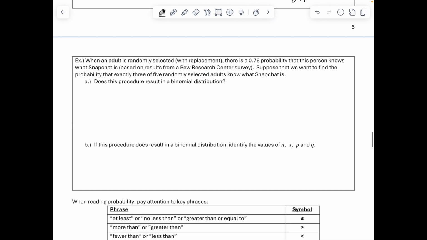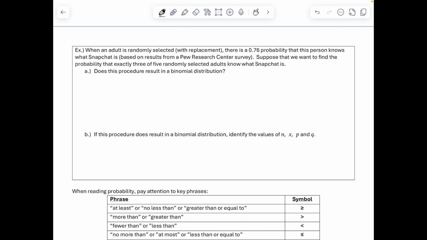The example right below says when an adult is randomly selected with replacement, there is a 0.76 probability that the person knows what Snapchat is, based upon the research that was done. Suppose that we want to find the probability that exactly 3 of the 5 randomly selected adults know what Snapchat is. Part A says, does the procedure result in a binomial distribution? Again, remember there are 4 things that we need to check that were listed on the previous page.